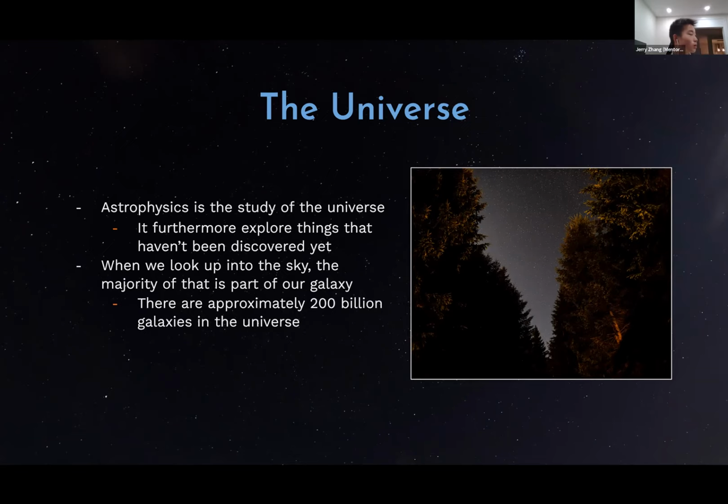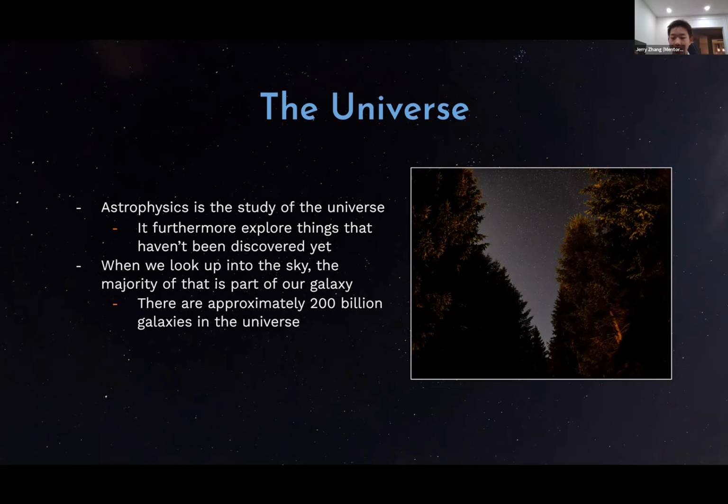And during the night, when we look up into the sky, especially with all the lights turned off, you could see all those stars in the sky. And the majority of those are part of our galaxy. So those stars are part of our galaxy. And in each galaxy, there are a few billion stars.